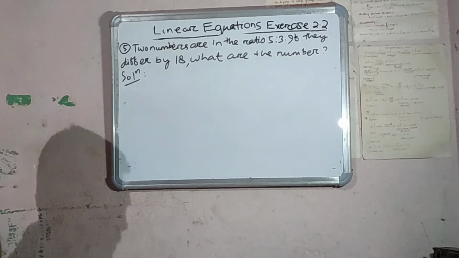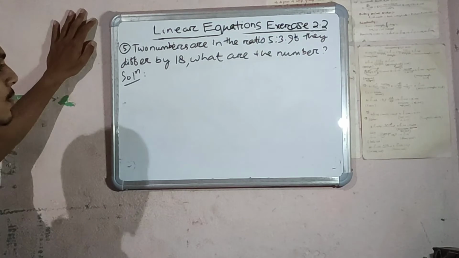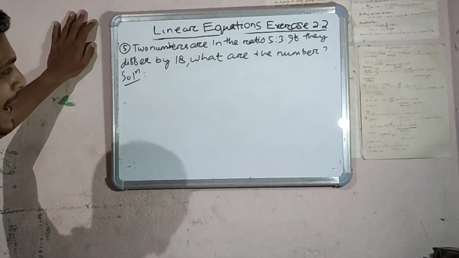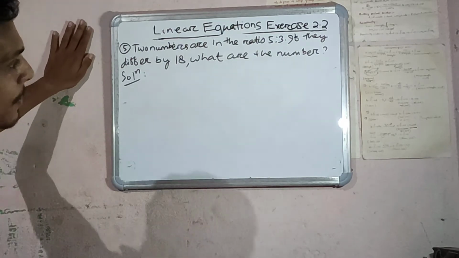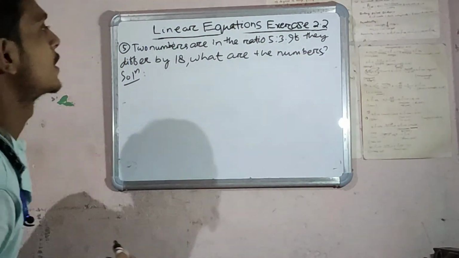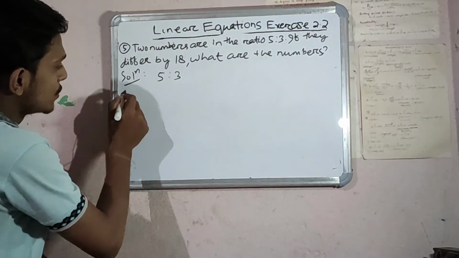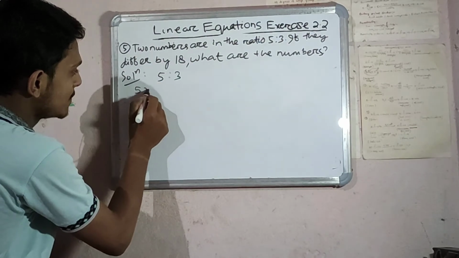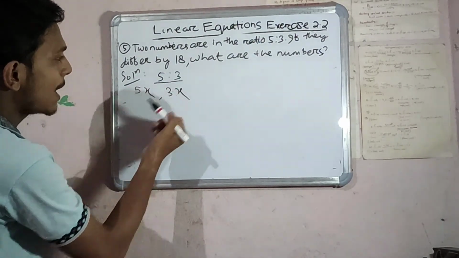So the next problem is question number 5. Two numbers are in the ratio 5:3. If they differ by 18, what are the numbers? So we have the ratio of numbers 5:3. So I take one number as 5x and the other number as 3x because the ratio is 5:3.